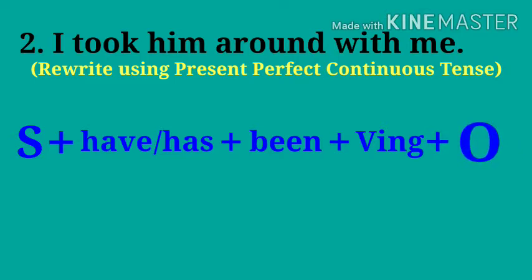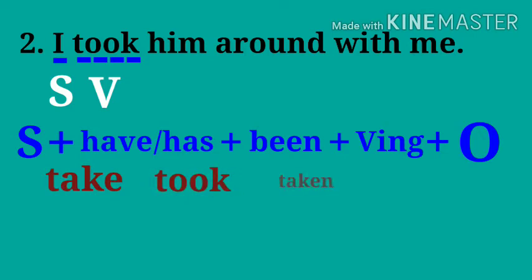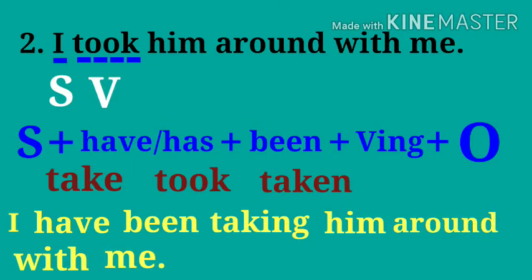Now identify the subject and the verb from the sentence. I is the subject, then took is the verb. Now see the three forms of the verb: take, took, taken. Okay. Now what is the answer? Subject plus have or has. So I have, and see we have to use been and then the ing form of the verb. So I have been taking him around with me.